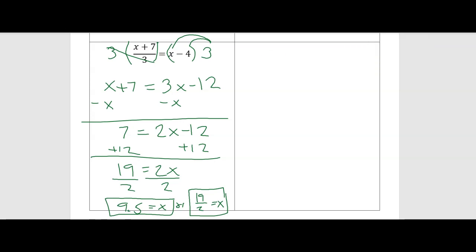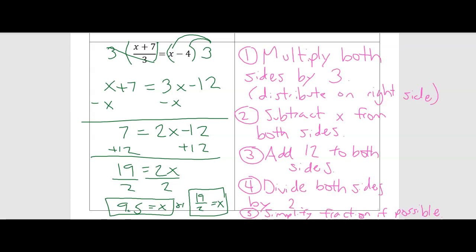Okay, let's now write out our steps. Step number 1 was to multiply both sides by 3 and make sure that you distributed on the right-hand side. Step number 2 was to subtract x from both sides to get the x's on the same side. Step 3 was to add 12 to both sides. Step 4 was to divide both sides by 2. And then step 5 was to see if you could simplify the fraction. But 19 over 2, or 19 halves, does not simplify. So you can either write it as a decimal because it terminates, or you can keep it as a fraction.